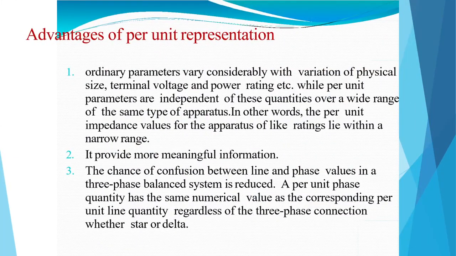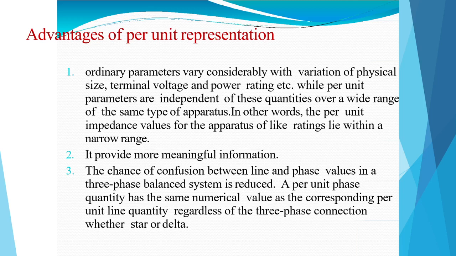So the advantage of the per unit system is, first, ordinary parameters will vary considerably with variation of physical size, terminal voltage and power rating, while per unit parameters are independent of these quantities over a wide range of the same type of apparatus. In other words, per unit impedance values for apparatus like machines will lie within a narrow range. Second, it will provide more meaningful information.